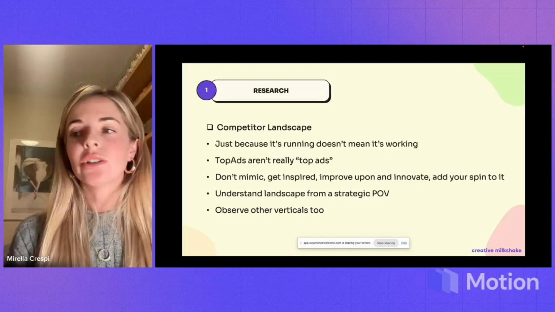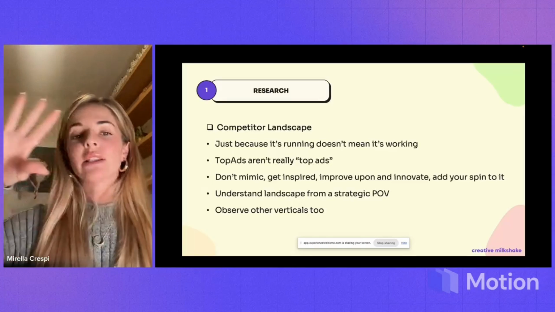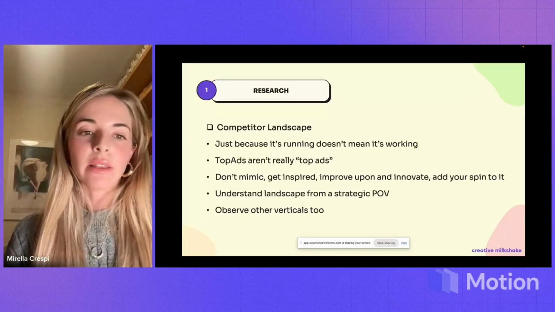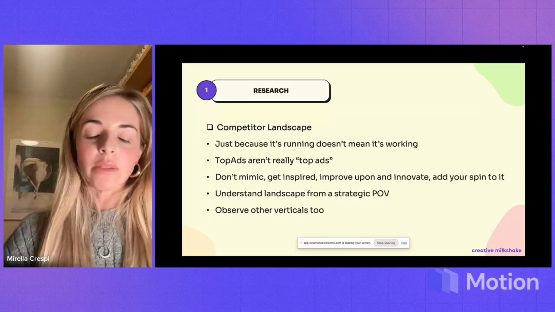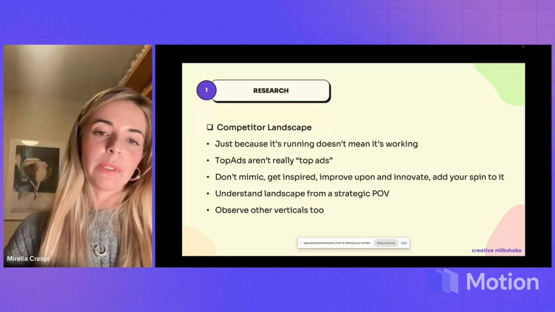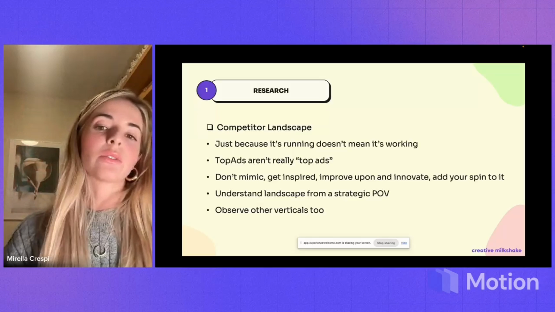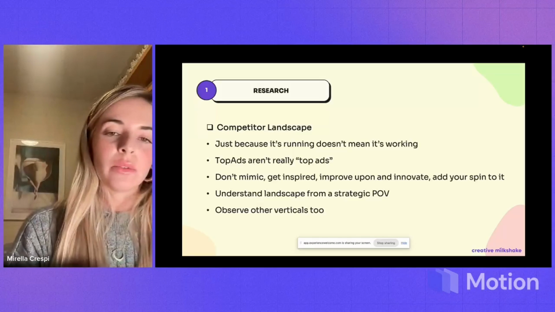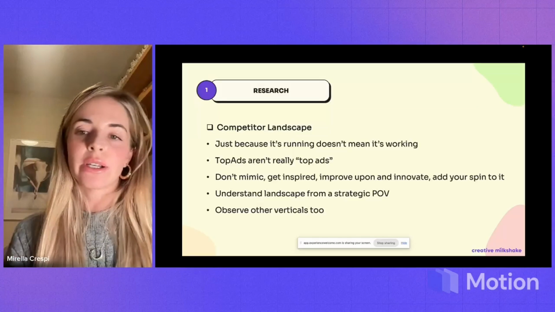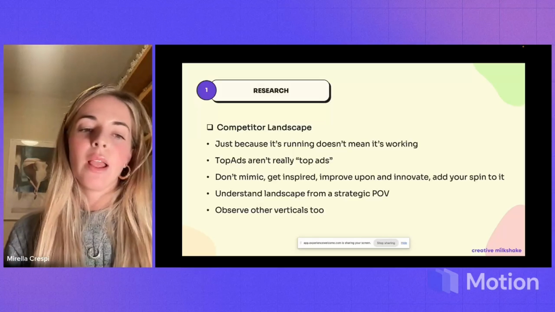So pay attention to the collection of ads within their ad library. What are the common themes? What are the emotional motivators they're speaking to? What are the general angles they're going for? And use that to improve upon your strategy and add your spin to it.